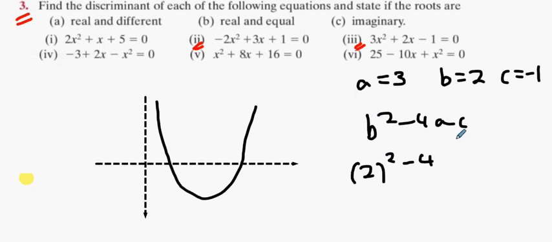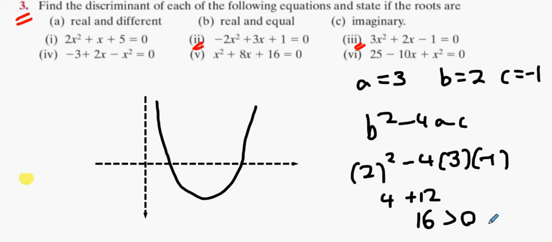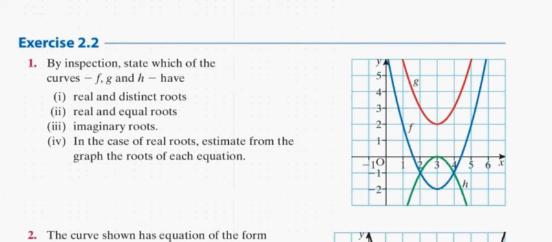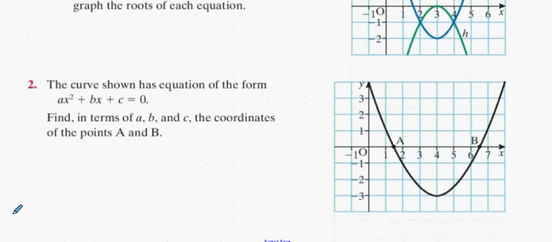Now, b squared is 2 squared, 4 times 3 times minus 1, and what then? And that gives me 16, and we cool with that? Alrighty. 16 means what? Greater than 0, so it's real and different. Alright. Let's have a look at question 2.